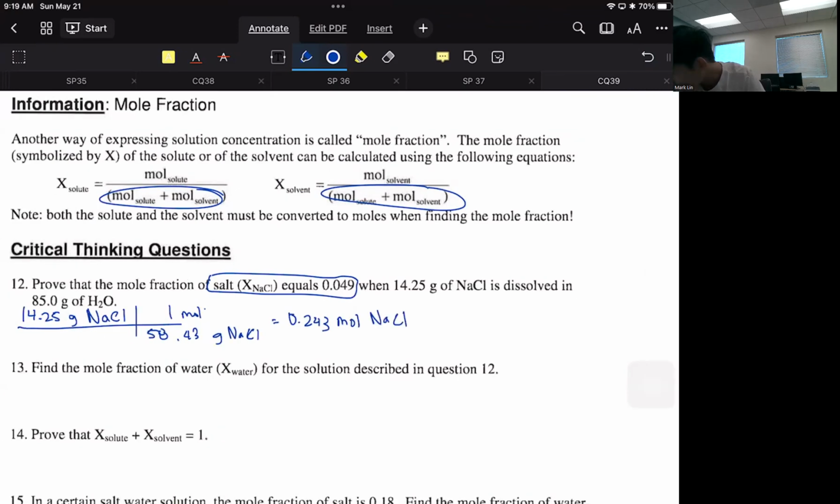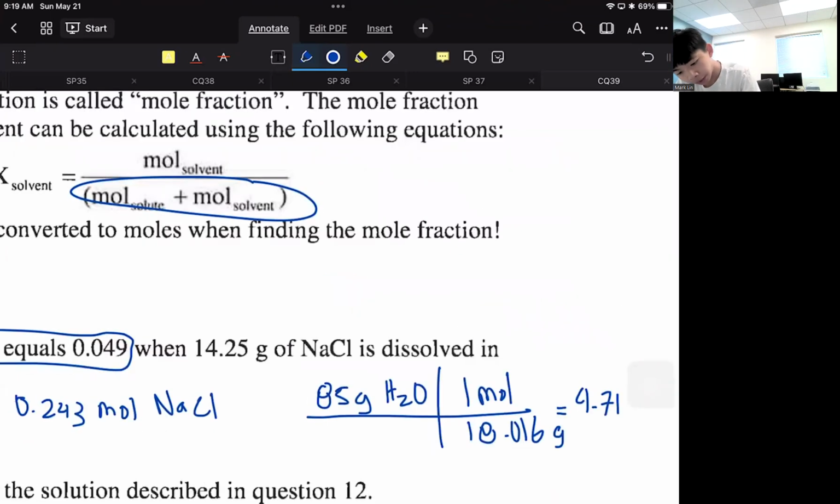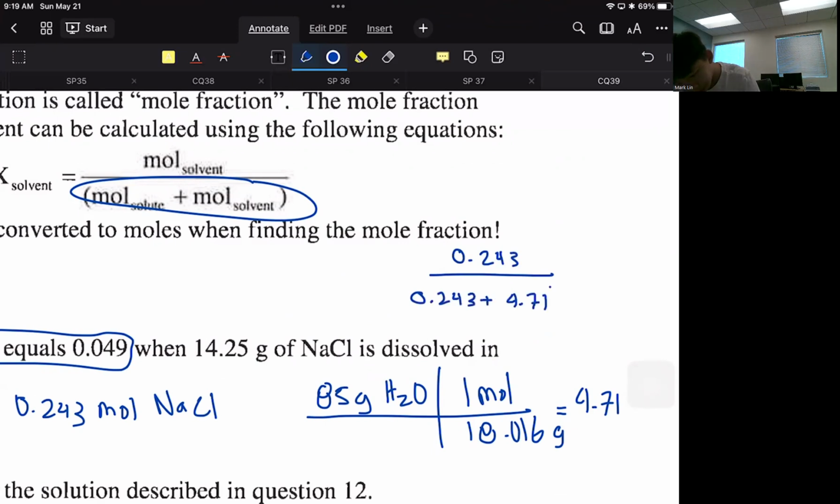NaCl, and then 85 grams of H2O. The molar mass of this is going to be 18.016 grams. Divide this out, it's going to be 4.71. So for plug and chug, right, it's solute: 0.243 over 0.243 plus 4.71. And this is going to be 0.049.